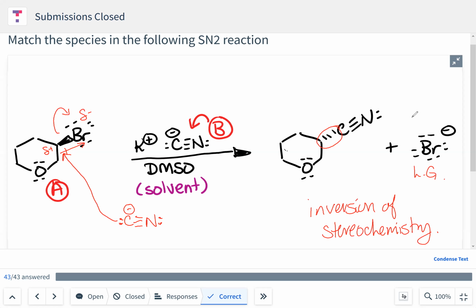Okay, I've got a question for everybody then. If you look at the cyanide ion, we've got carbon with a lone pair and nitrogen with a lone pair. And I've drawn this with the carbon with the lone pair attacking instead of the nitrogen. Why have I chosen carbon instead of nitrogen?